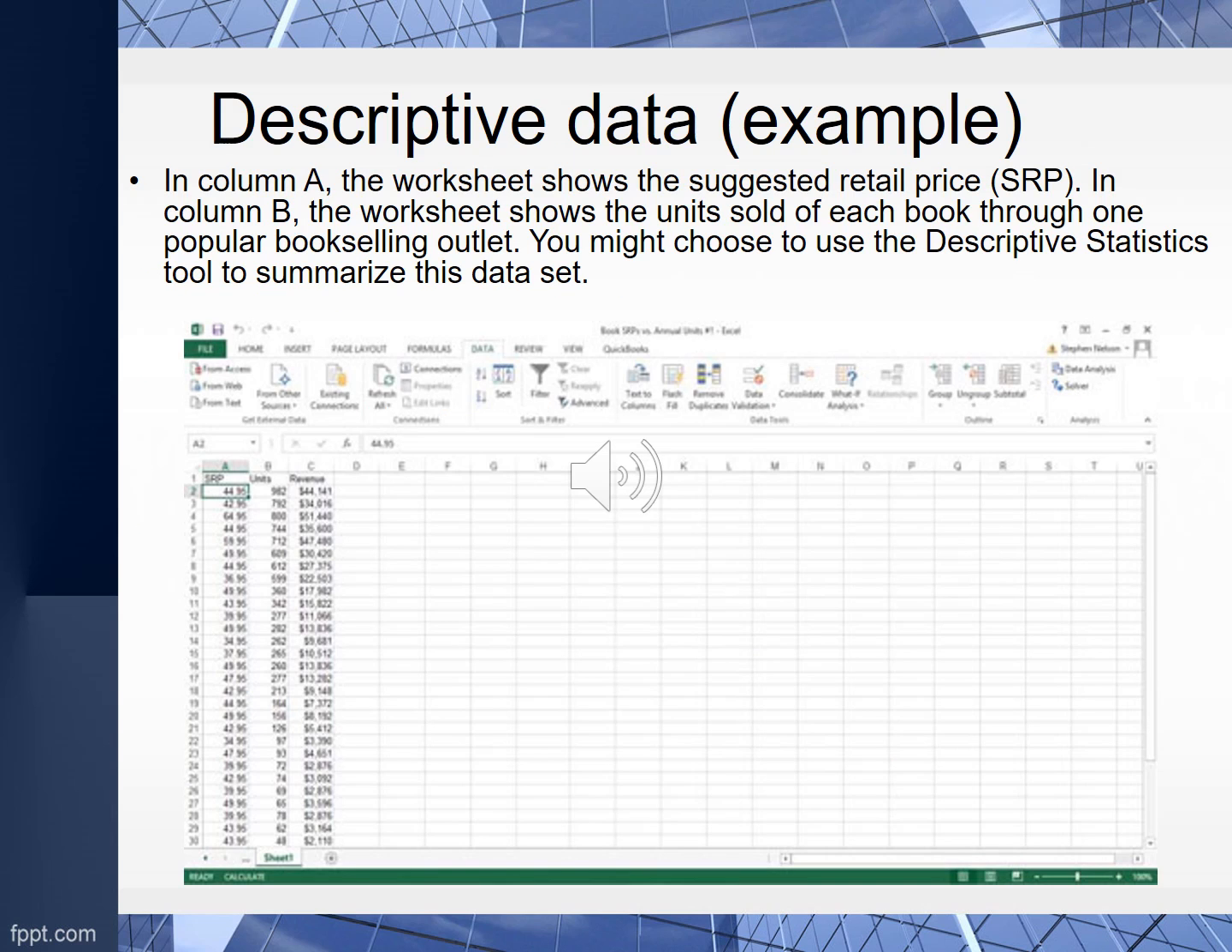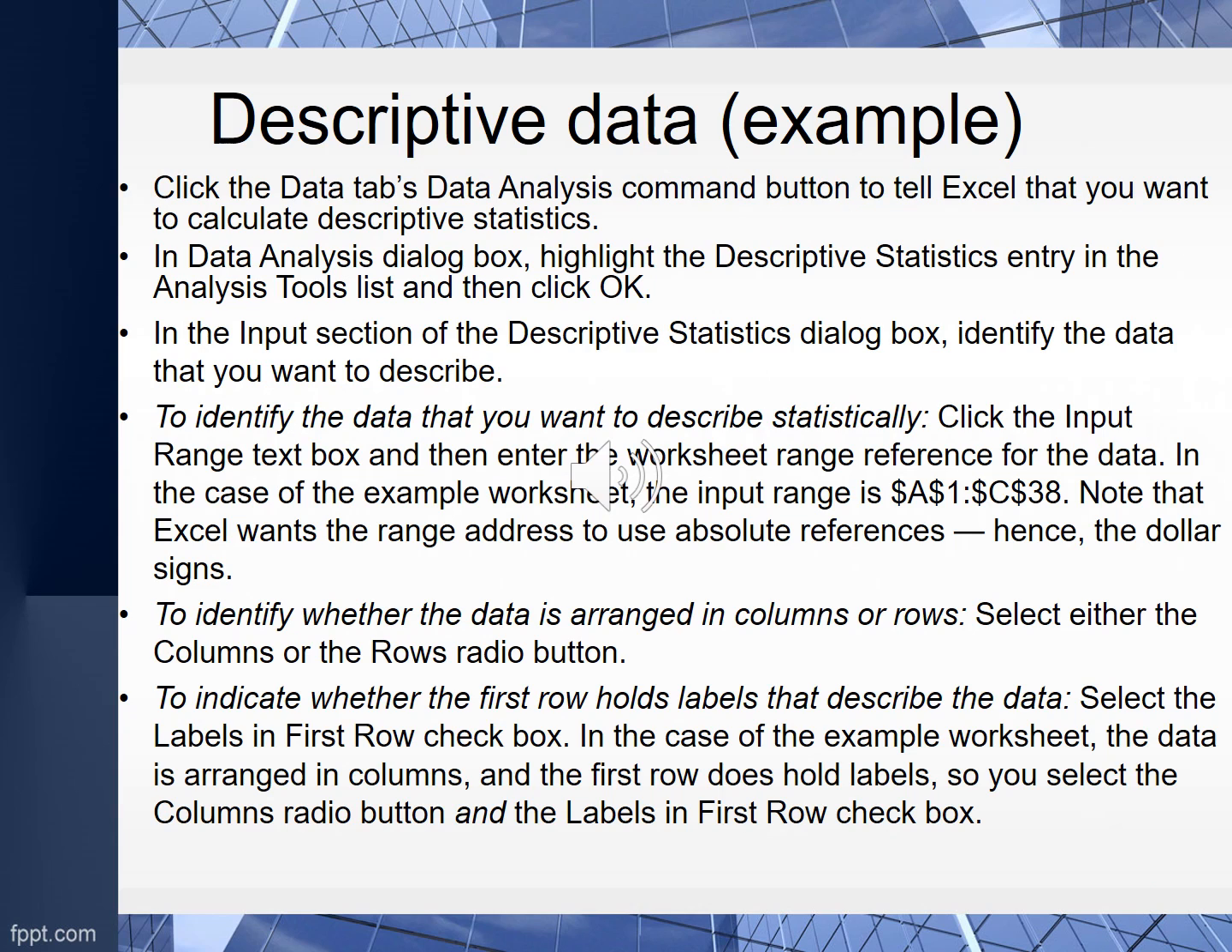Now here's an example. In column A, the worksheet shows the suggested retail price, and in column B, the worksheet shows the units sold of each book through one popular book-selling outlet. You might choose to use descriptive statistics to summarize this data set. To do that, you click the Data tab's Data Analysis command button to tell Excel that you want to calculate descriptive statistics. And in the Data Analysis dialog box, highlight the Descriptive Statistics entry in the Analysis tool list and click OK.